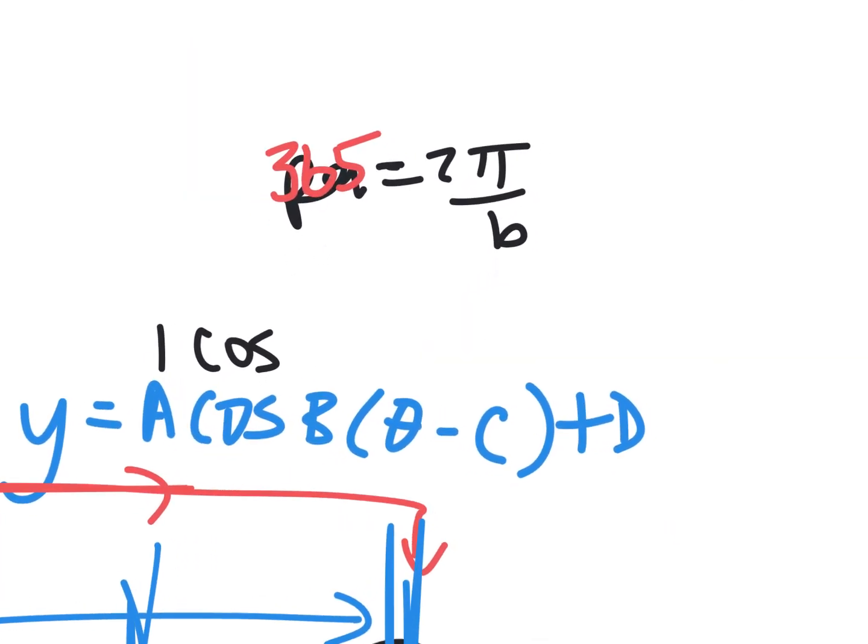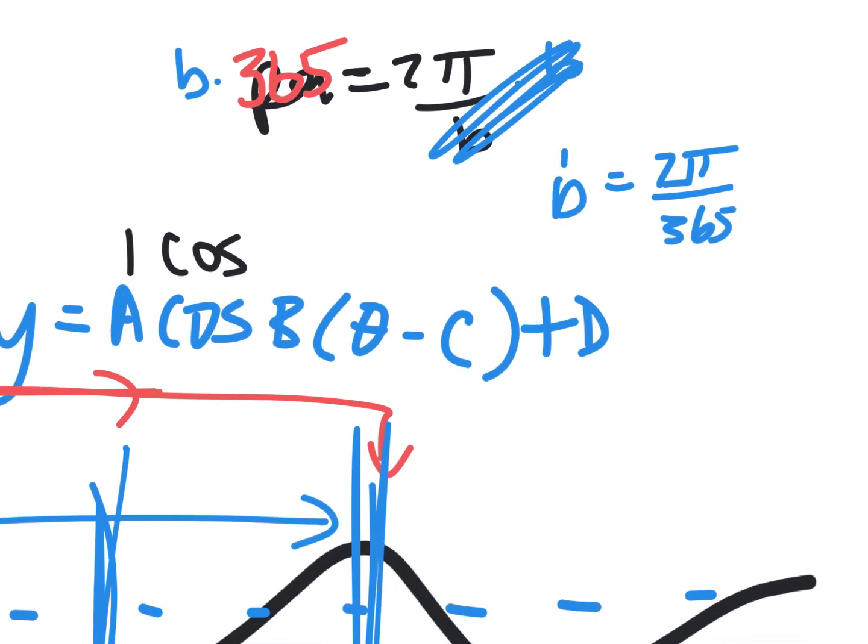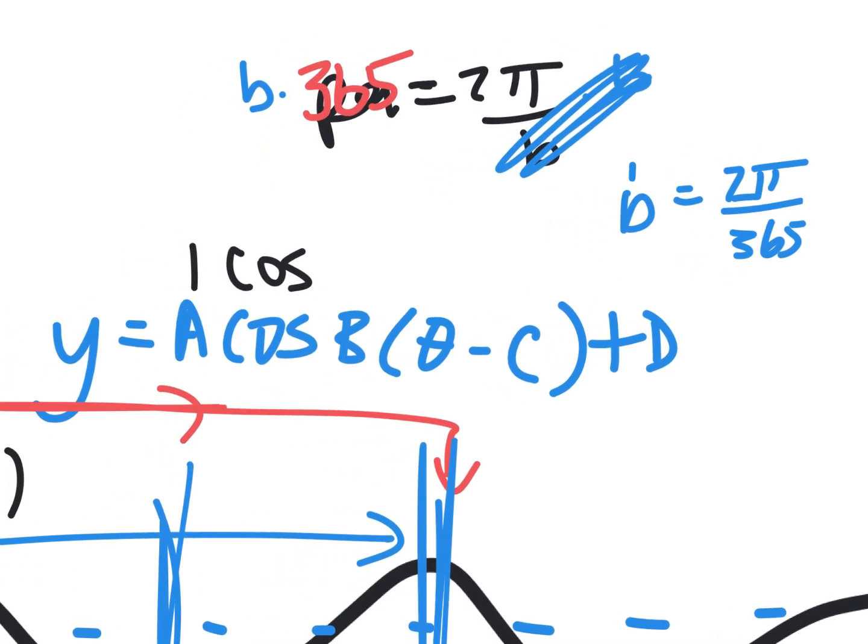All right, so then I'm going to times both sides by b, and I get b equals 2 pi over 365. I get that's tricky, and I'll be willing to explain it again if you want.